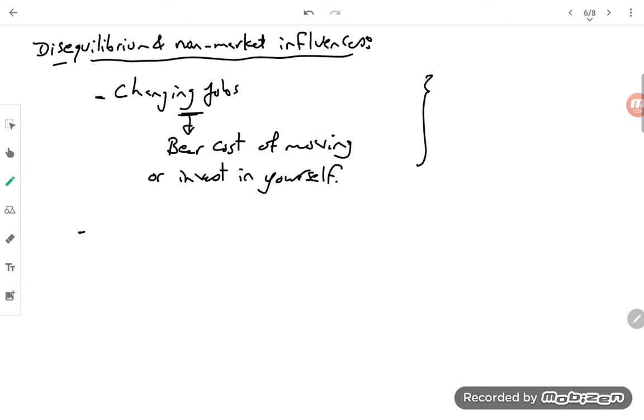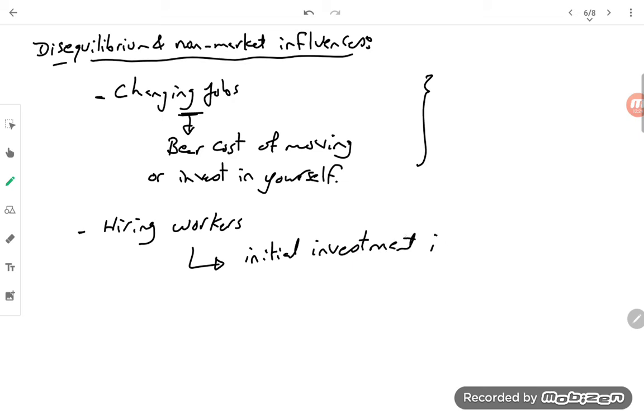What about from the point of view of the employer or the hiring firm? Hiring workers can involve an initial investment in search and training. So if the firm would like to hire new workers, they have to invest in search and training. Of course, interviews are a cost of search, and this is costly, okay? And then you have to train the new workers, and this is also costly.